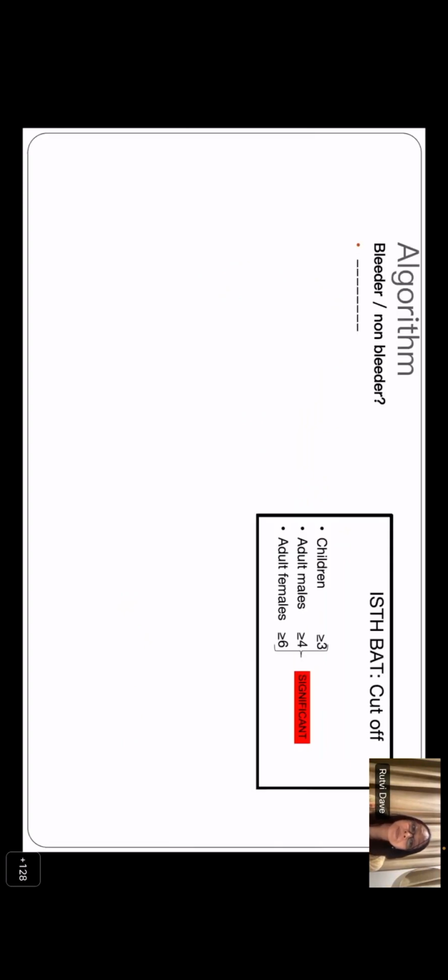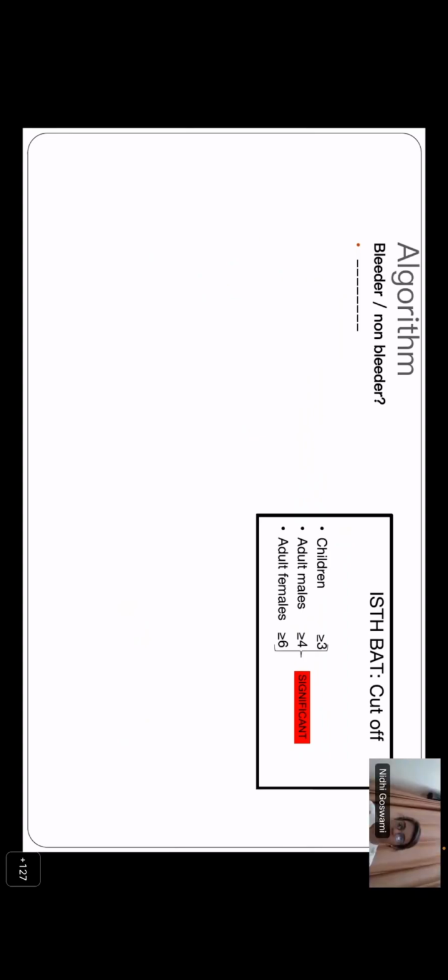So, looking at the BAT score, there is epistaxis, which required consultation. So that gives us a score of 2, and there's cutaneous bleeds, which is present. So it gives an additional score of 1. So the total score is 3. So is this patient a bleeder or non-bleeder? Bleeder.